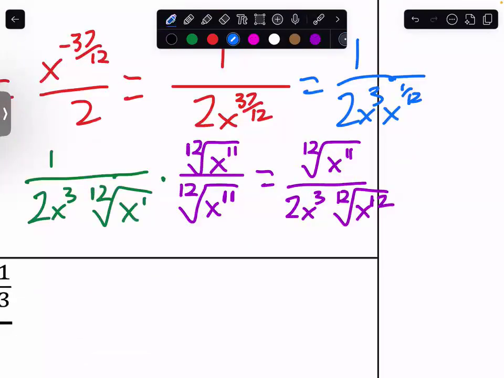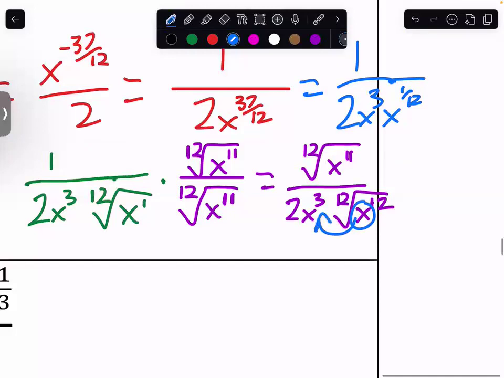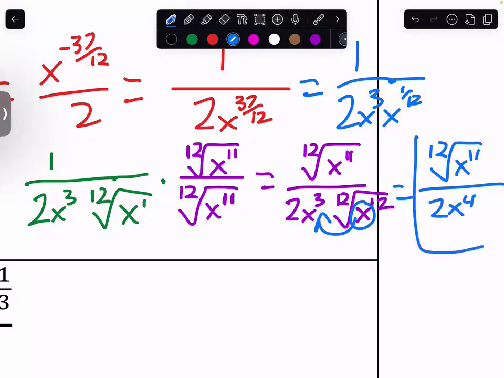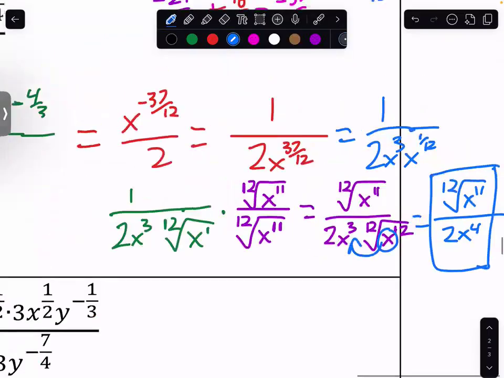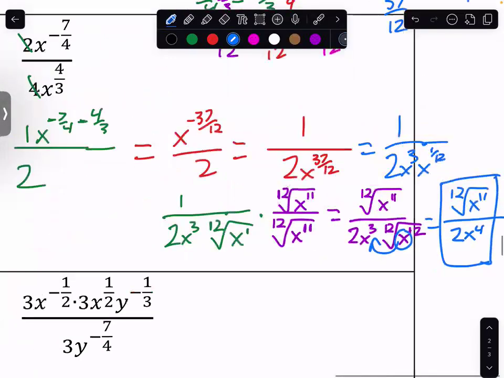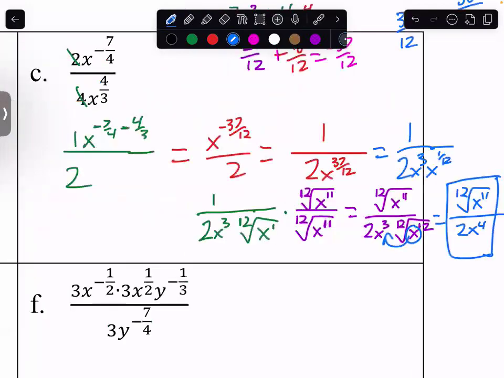So now you can take this x out. When you take things out, they multiply what's already there. So 2x cubed times a new x gets bumped up to 2x to the 4th. That's the denominator.